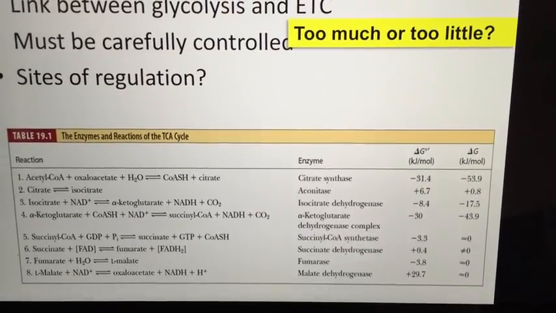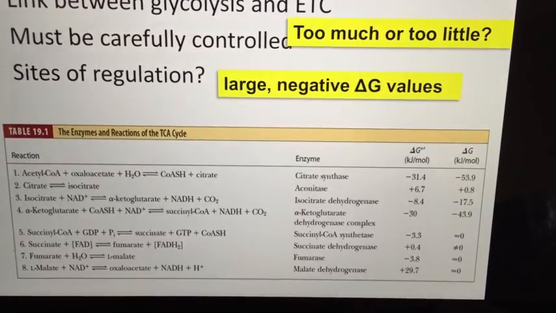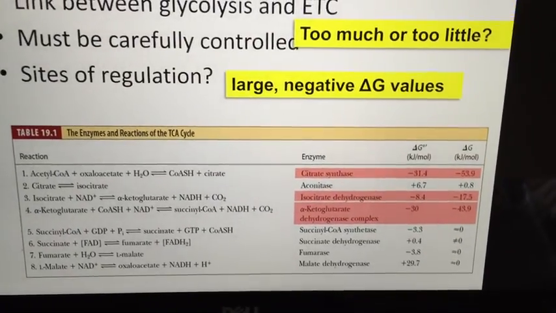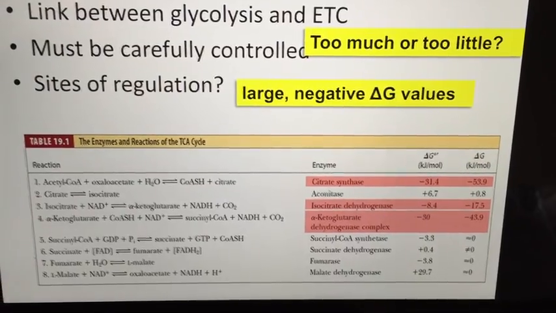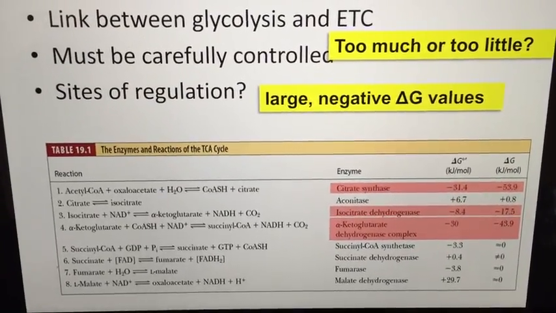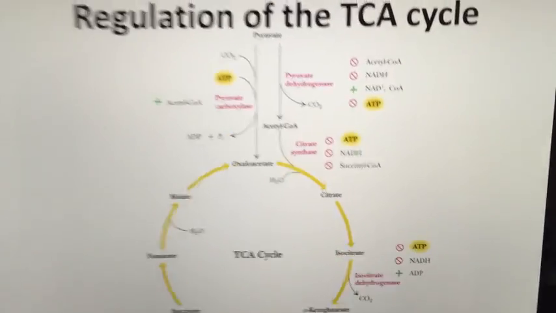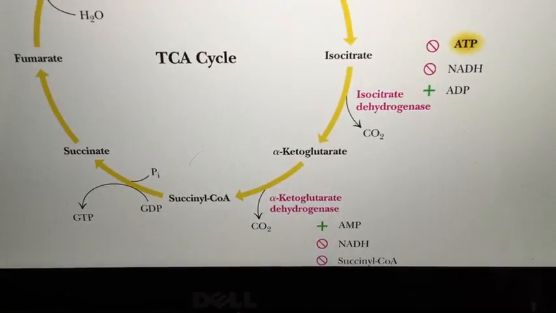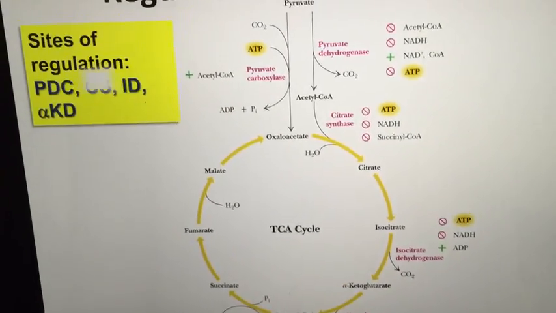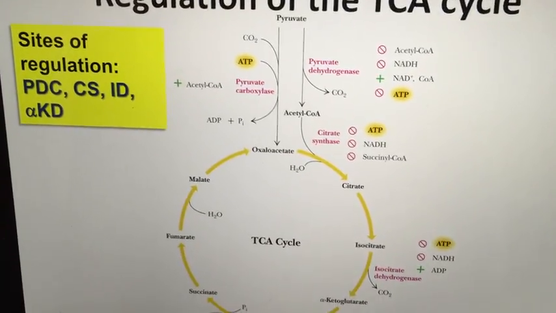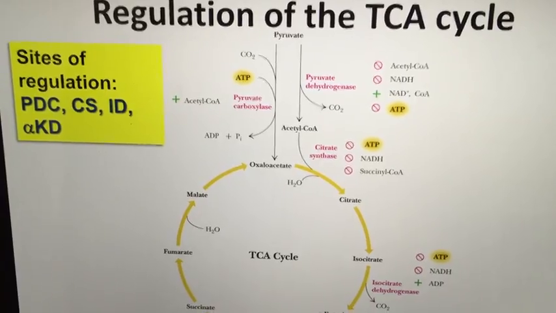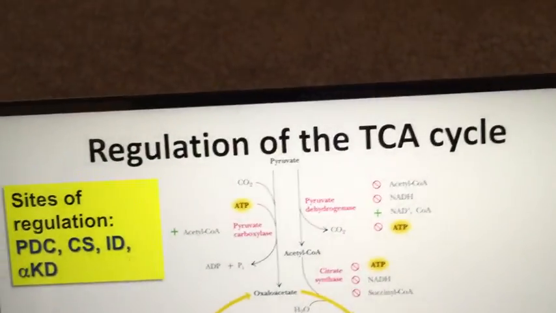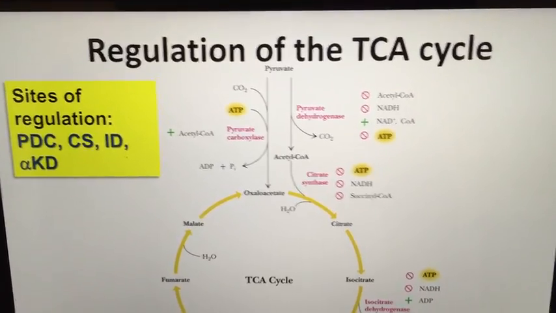So we've already had a look at this, and we've already determined which enzymes we feel would be the sites of regulation by looking at the large negative delta G values. And they, of course, are these three enzymes over here: citrate synthase, isocitrate dehydrogenase, and alpha-ketoglutarate dehydrogenase are our three sites of regulation for the citric acid cycle. And here we can see these enzymes and what regulates them. In addition, the pyruvate dehydrogenase complex, which of course produces acetyl-CoA to feed into the cycle, also is a site of regulation.